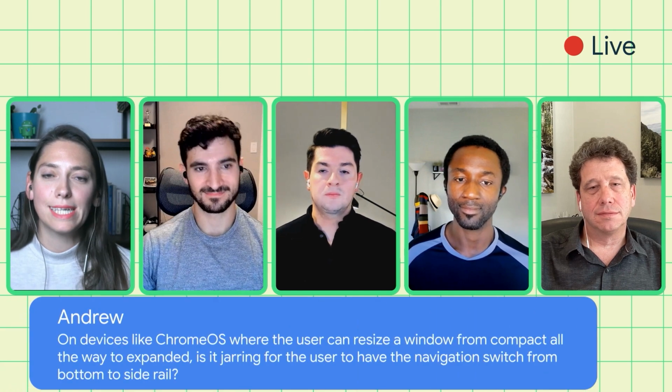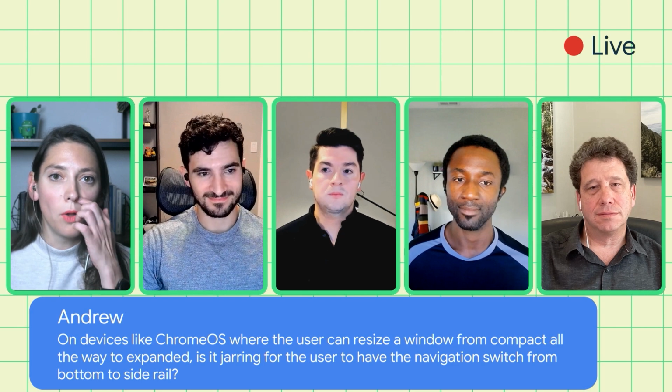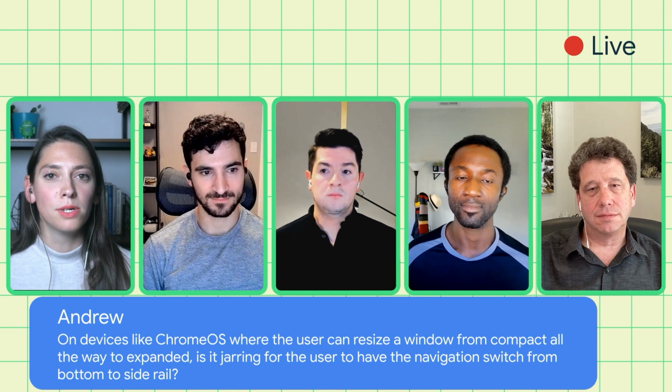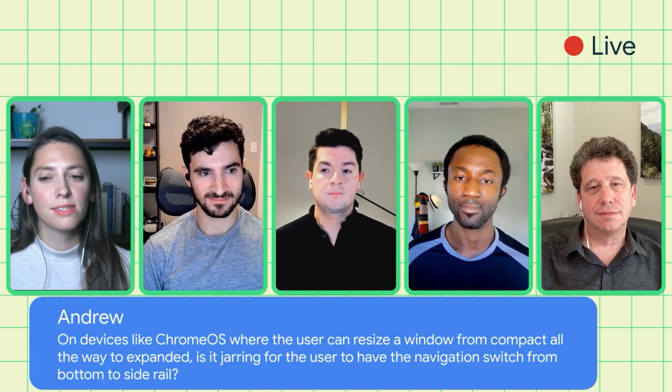Cool. Next question. On devices like Chrome OS, where the user can resize a window from compact all the way to expanded, it is jarring for the user to have the navigation switch from a bottom to side rail.